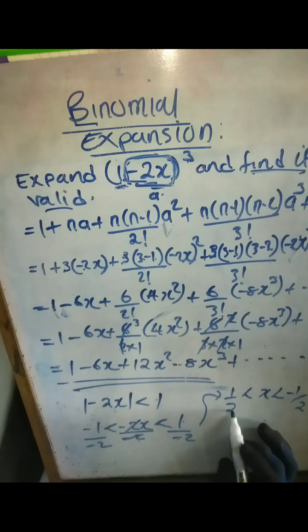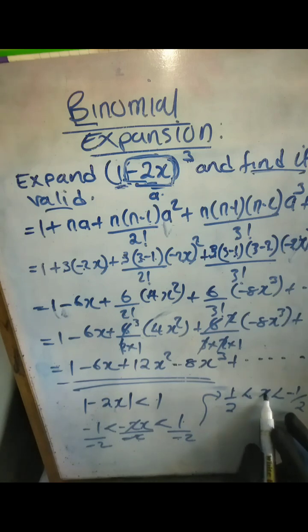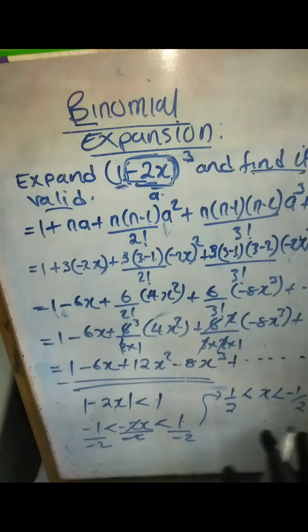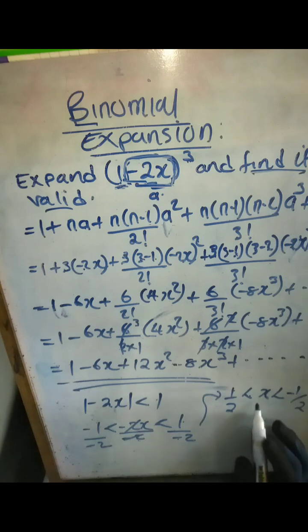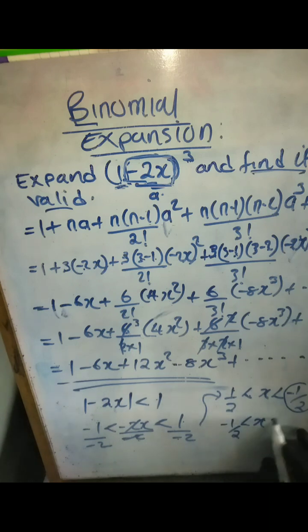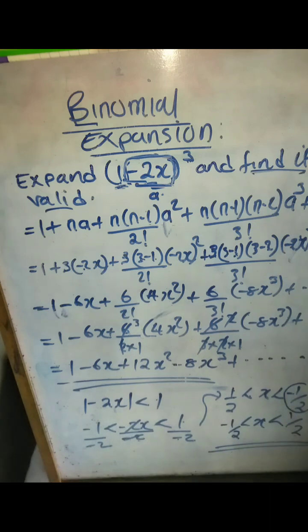How can a positive half be less than x, but x again be less than a negative half? So you have to do it the other way around. You start with the smaller number: negative half should be less than x, followed by the bigger number, x should be less than positive half. So that is the validity of that function, and that's how you can find its validity as well.